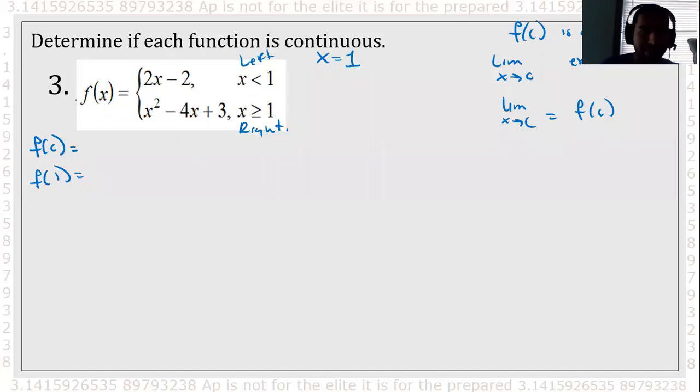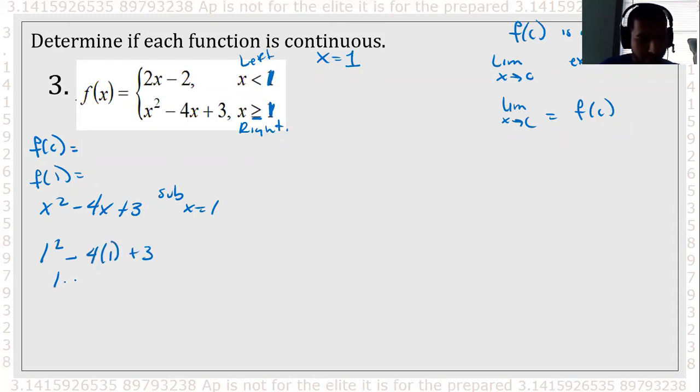This will be on the right because it has that little equal sign. So it's going to be x squared minus 4x plus 3, and I'm going to substitute x equals 1, because that's where both of them are equal. So it's 1 squared minus 4 times 1 plus 3, so it's 1 minus 4 plus 3. That gives me 0. So f of c is 0.